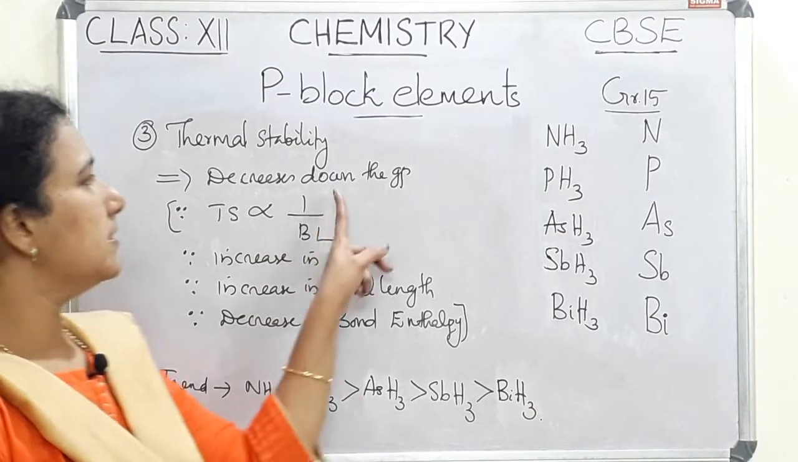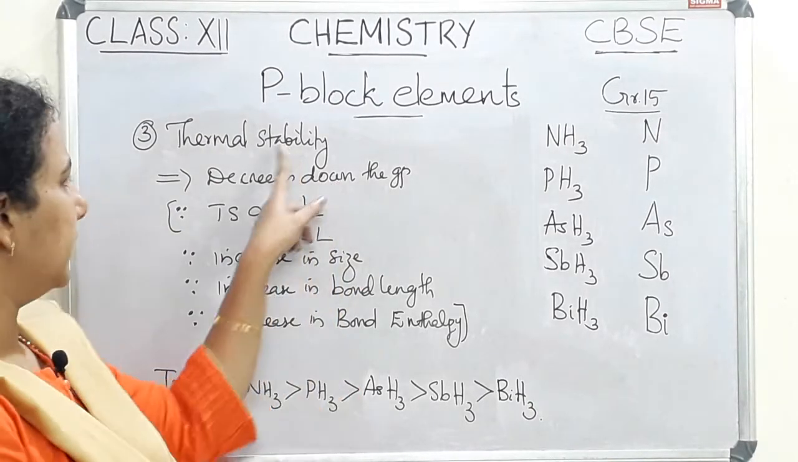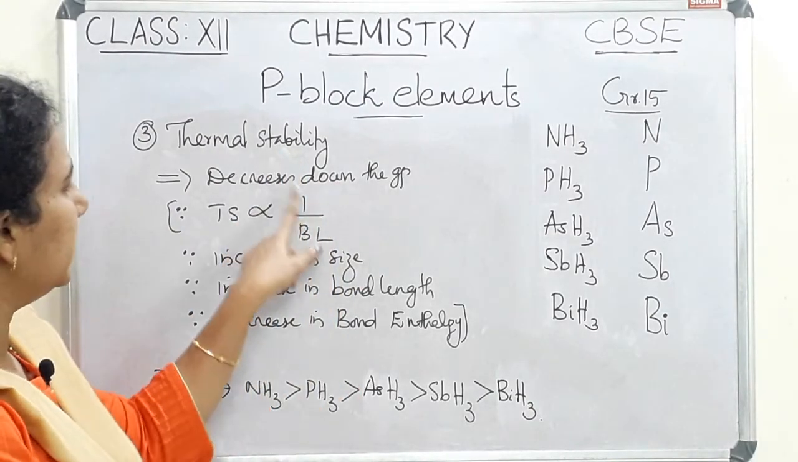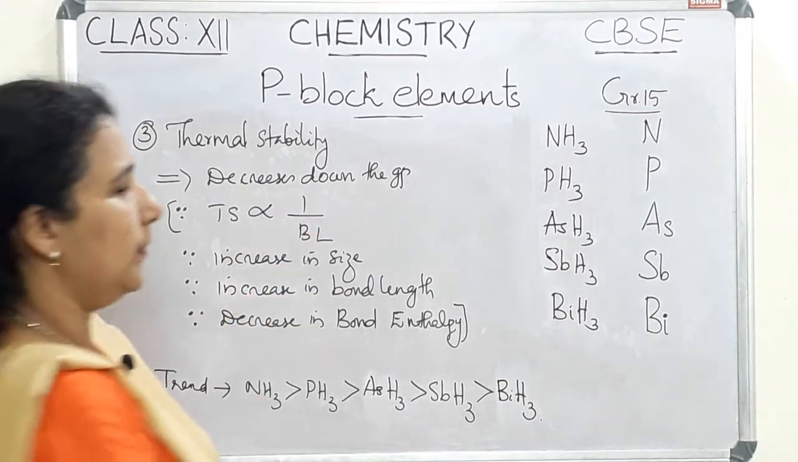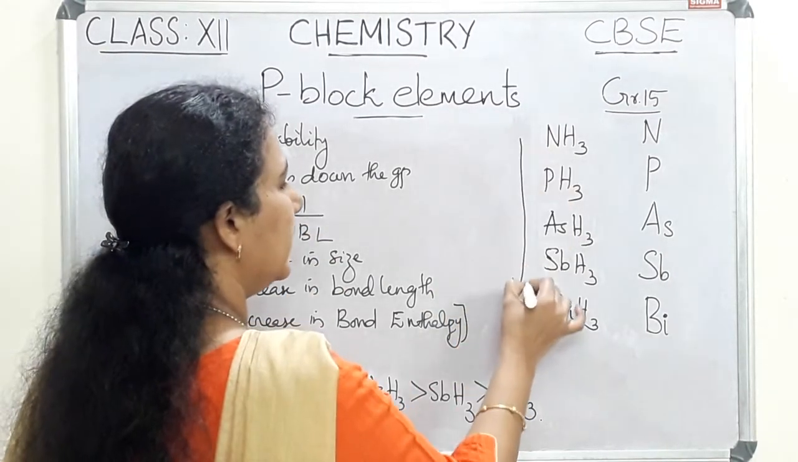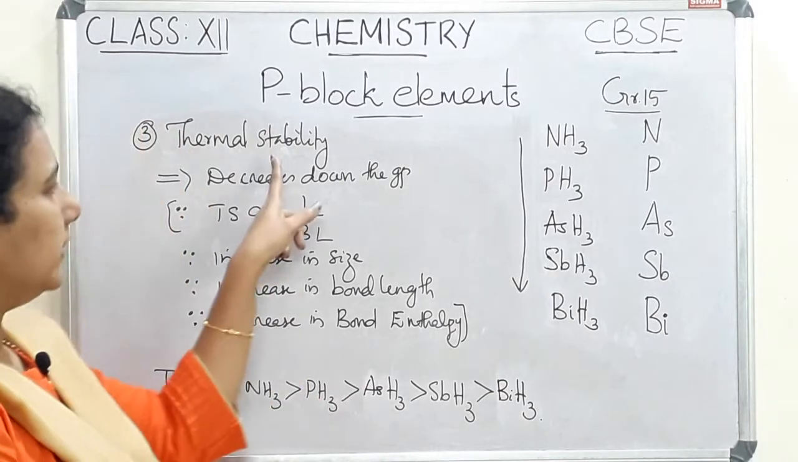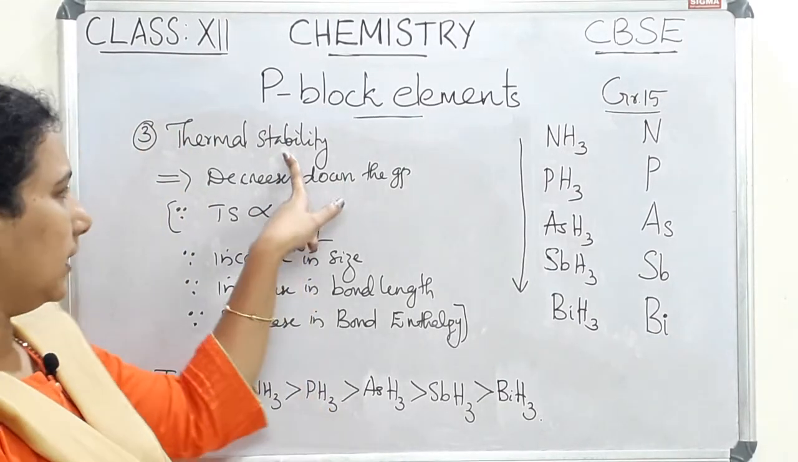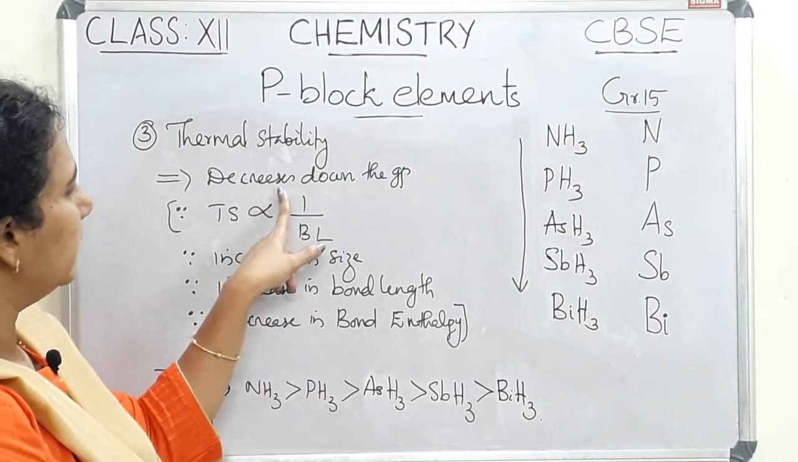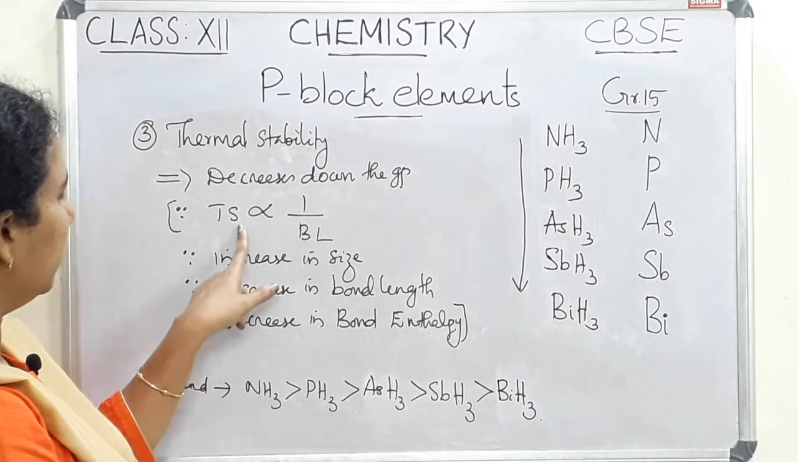So the next property is thermal stability. In the case of thermal stability, it decreases down the group. So thermal stability also decreases down the group. Thermal stability means whether it is thermally stable or not. So it decreases down the group due to the following reasons.